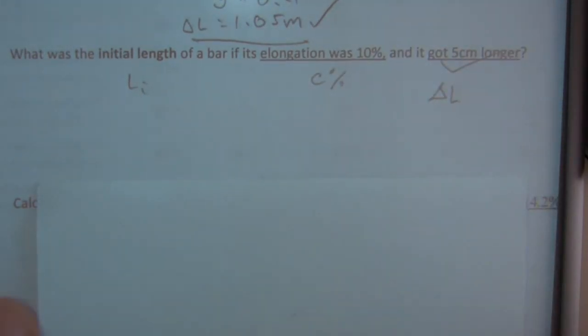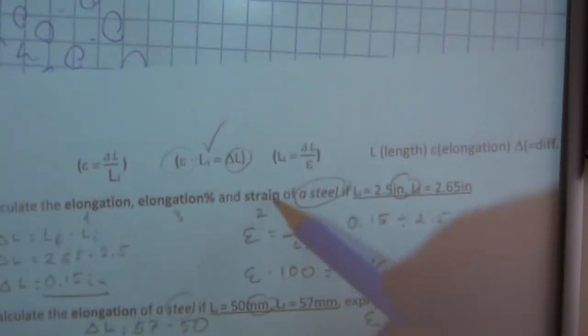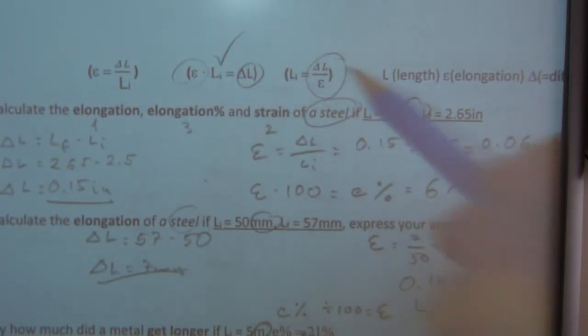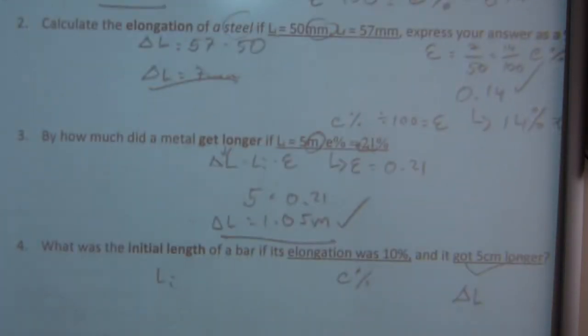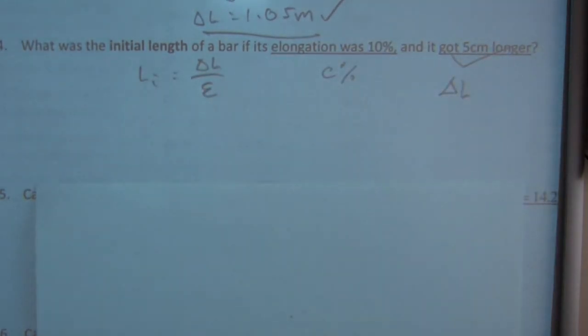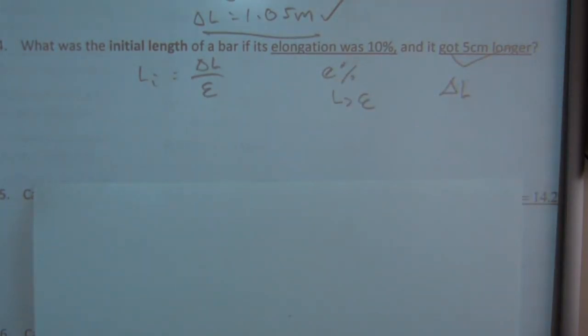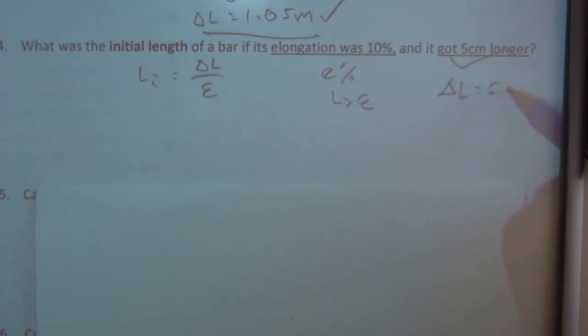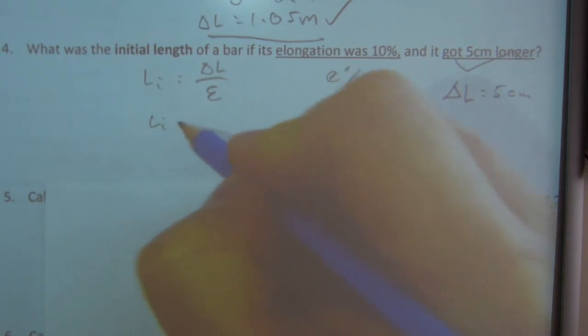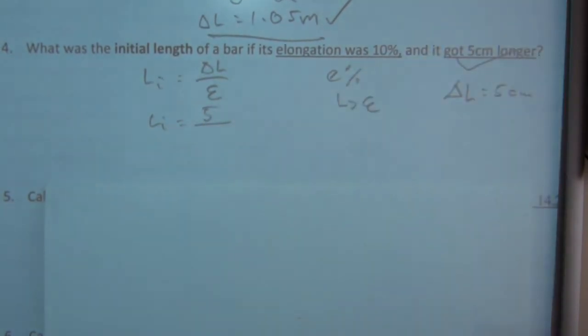In this one, initial length needs to be calculated. Let's go back up to the equations. How is initial length calculated? That's how. Delta L needs to be divided by epsilon. So let's go back down here. Delta L over epsilon. Alright, do we have epsilon? No, we have to make epsilon again out of elongation. Fairly straightforward from here on. Delta L, so that's just 5 centimeters. So 5 needs to be divided by epsilon.